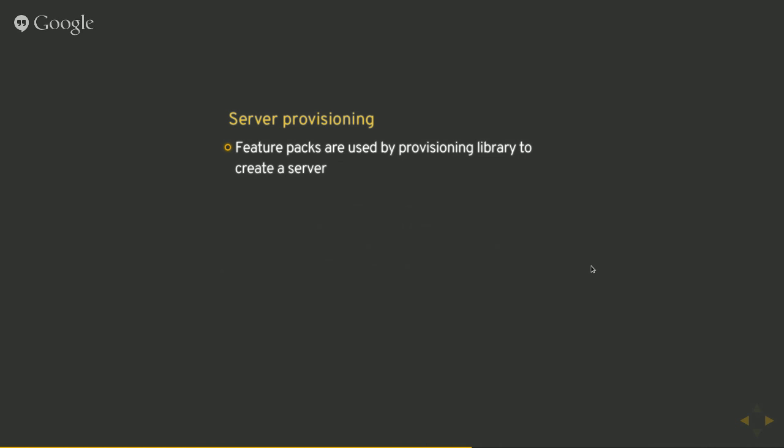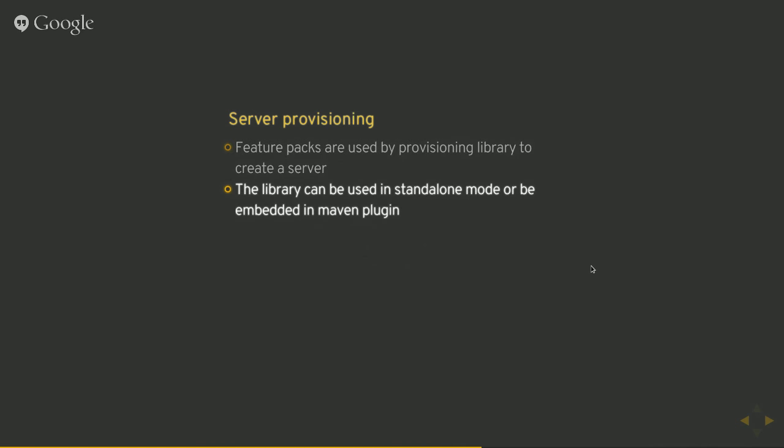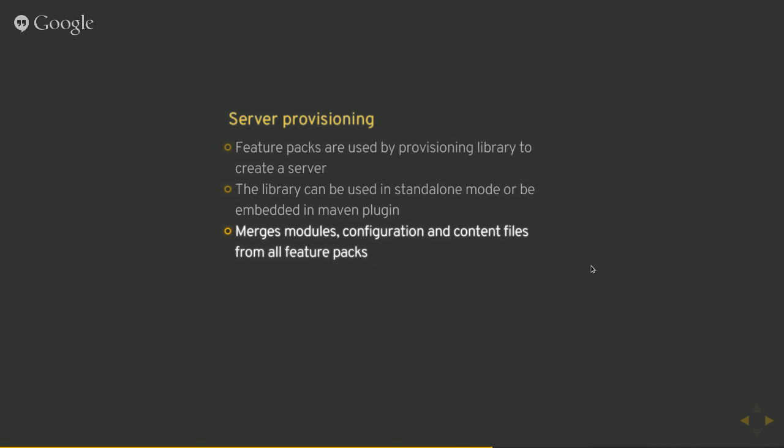To do this, we provide a provisioning library. It can be either a standalone jar, or it can be embedded in a Maven plugin. Its role is to merge all modules, all configuration files and content files from all feature packs into a server instance. So basically, we specify the group of feature packs, and the provisioning tool gathers all modules, merges all configuration and content files, and creates the server instance.